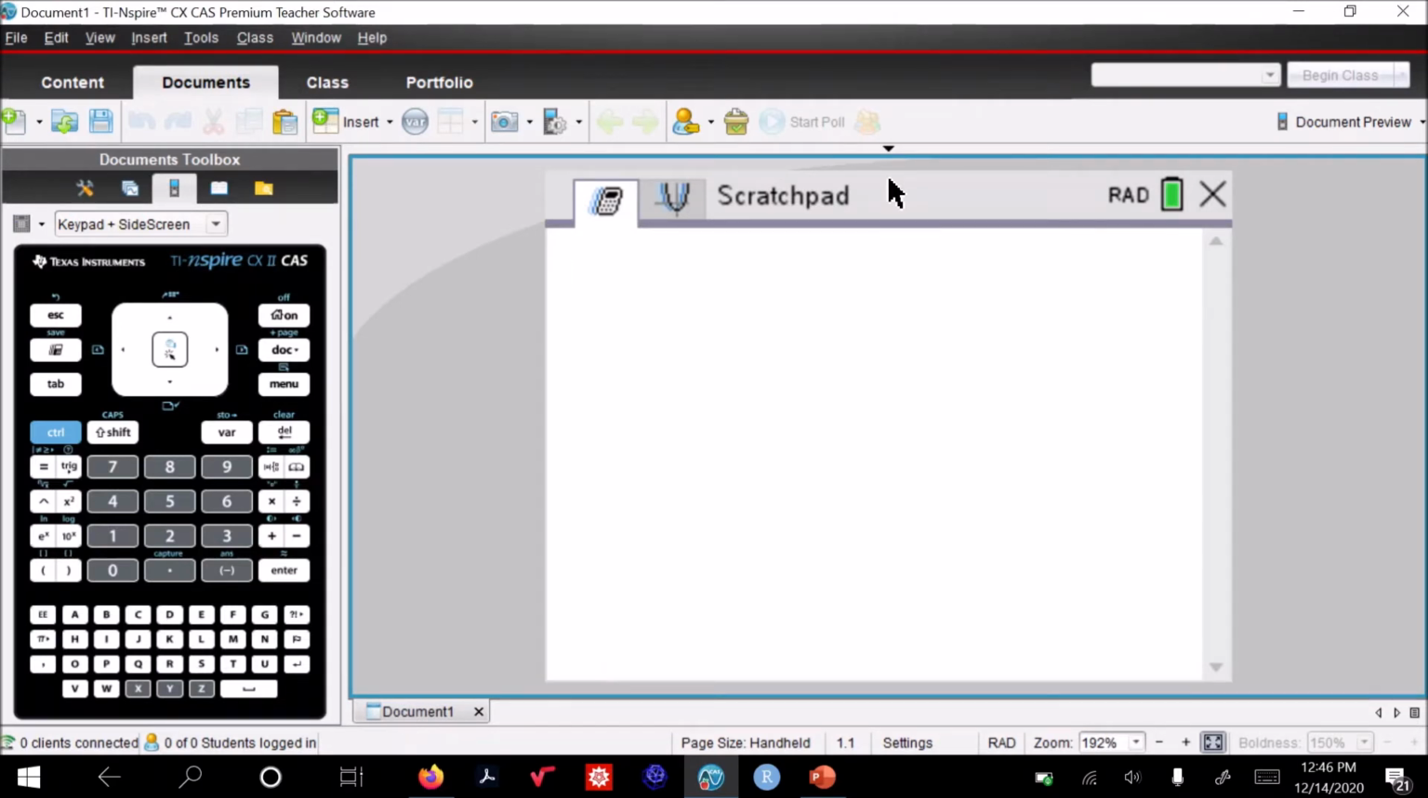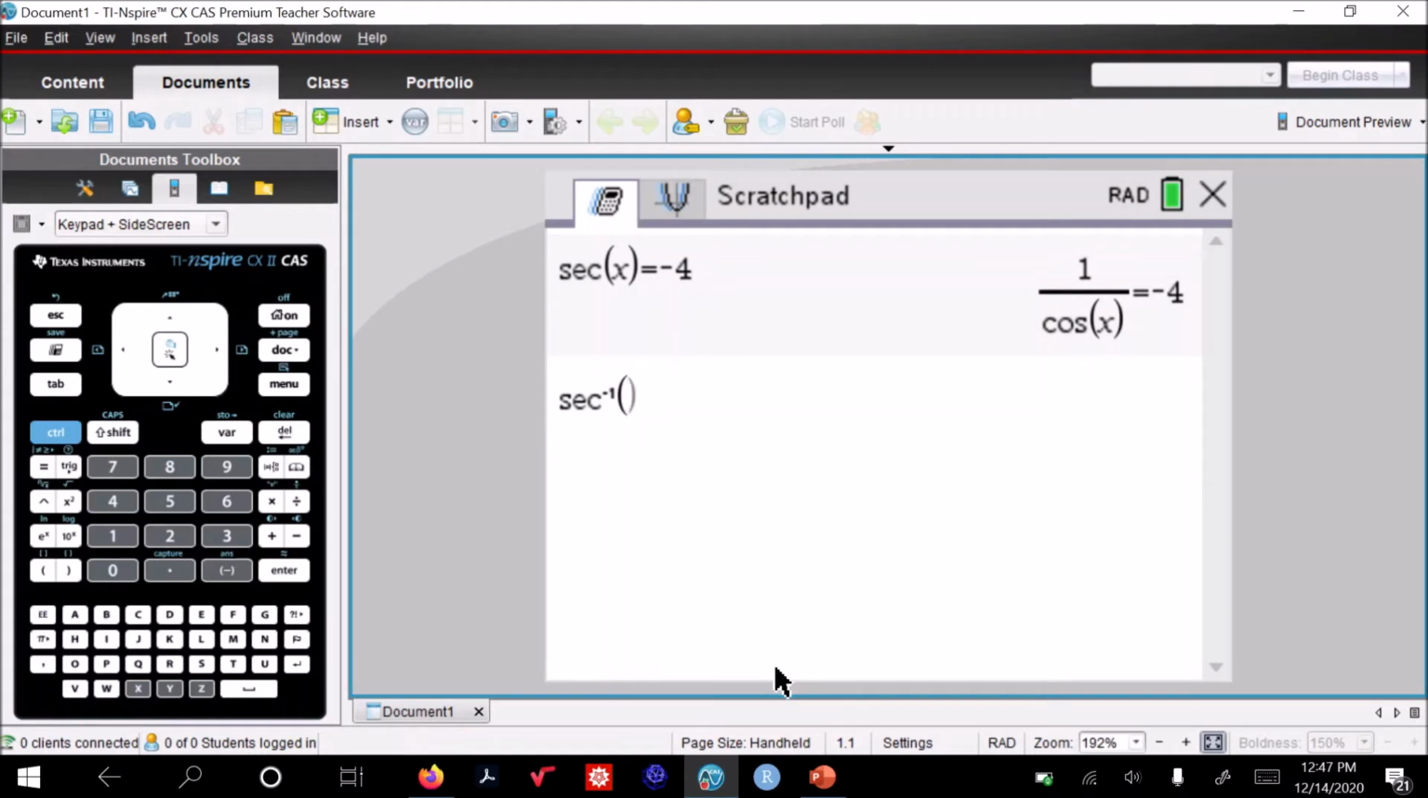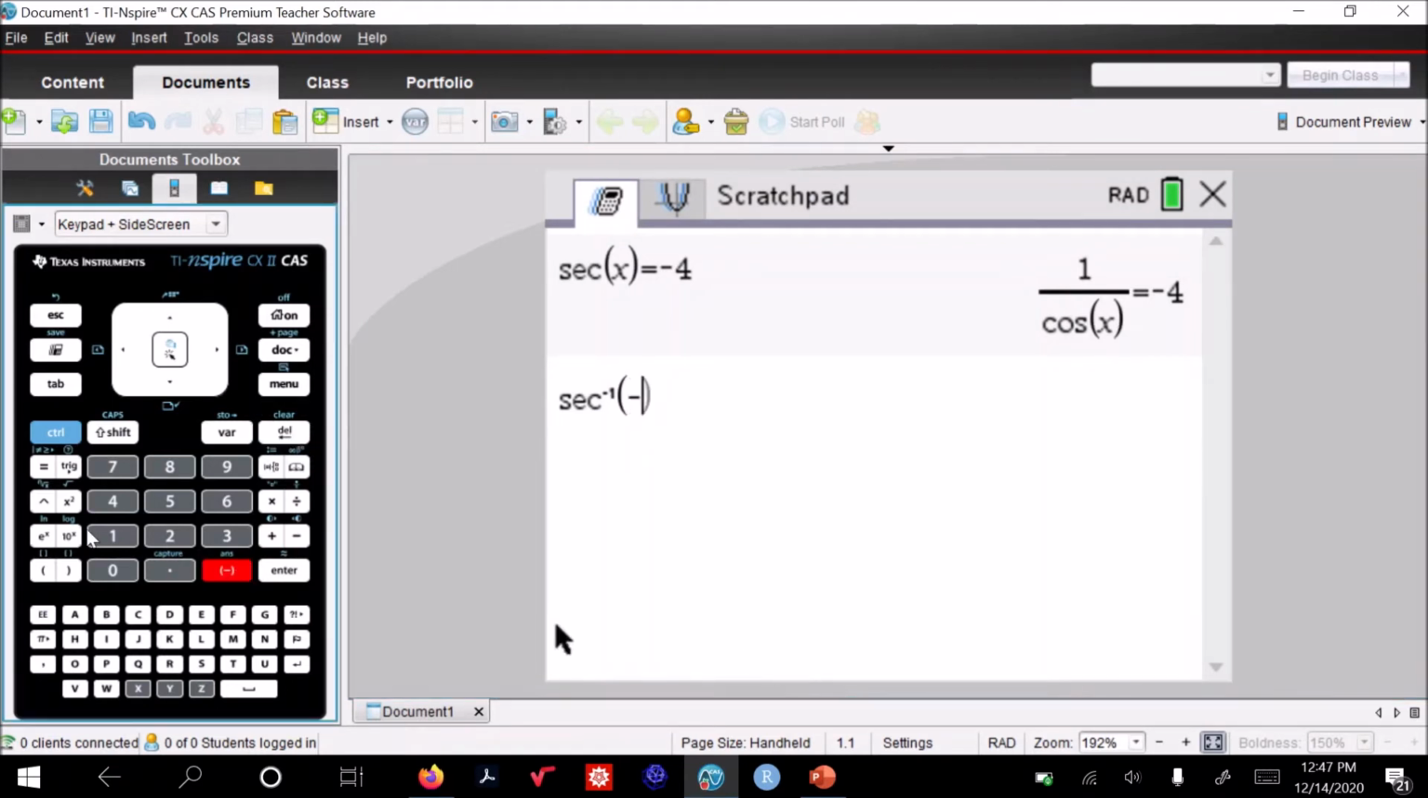Okay, here we are in our calculator. You always want to make sure that you're in the proper mode, right? We want radians. Now remember the equation was secant of theta is equal to -4. So I'm going to use secant of x is equal to -4 just to write that out. So this means that the inverse secant, so again we come over to trig, inverse secant of -4.